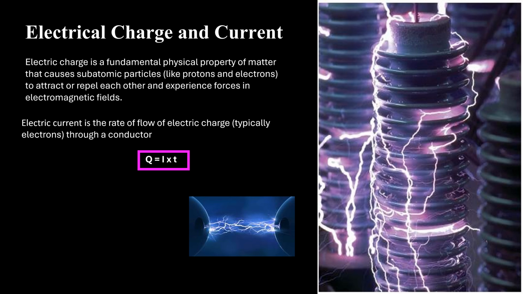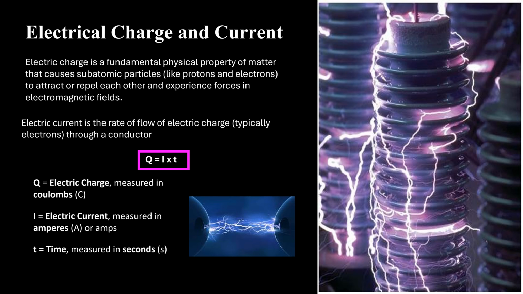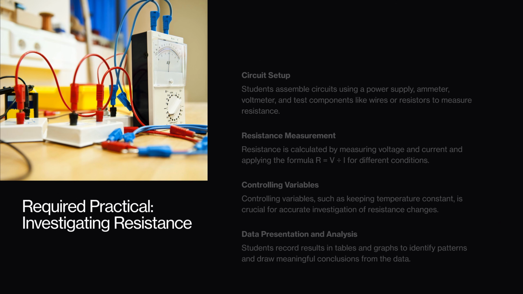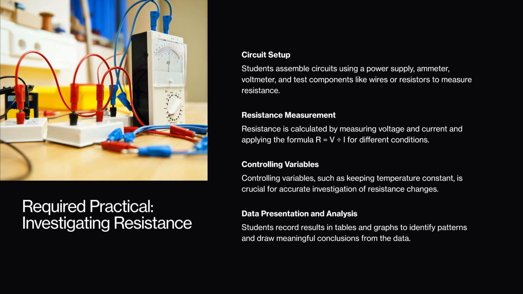Electric current is the flow of electrical charge. The total charge transferred can be calculated with the equation Q equals I multiplied by T, where Q is charge, I is current, and T is time. To investigate how the length of a wire affects its resistance, you measure the current and potential difference for different lengths of wire, calculate resistance using R equals V over I, and plot a straight line graph.